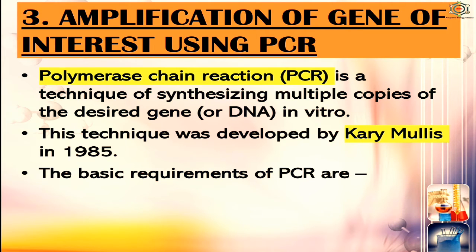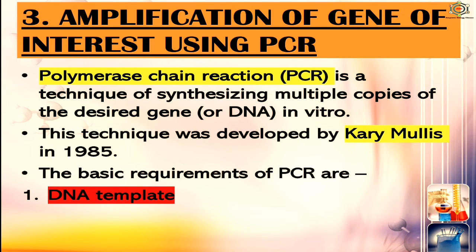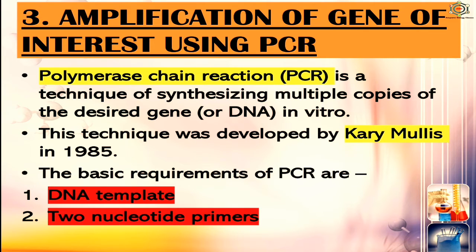Now, the basic requirements of PCR. There are three basic requirements, of which the first one is the DNA template, the desired segment of the target DNA molecule that is to be amplified. Second is two nucleotide primers, usually 10 to 18 nucleotides long and complementary to the sequences present at the 3' end of the target DNA segment. And the third is an enzyme. A DNA polymerase that is stable at high temperature, more than 90 degrees Celsius, usually Taq polymerase, is required for the synthesis of new DNA molecules.